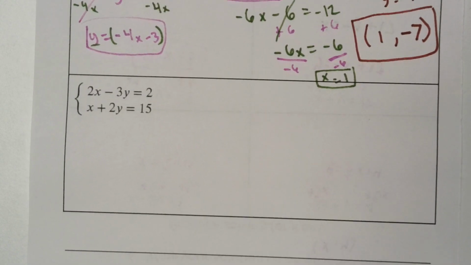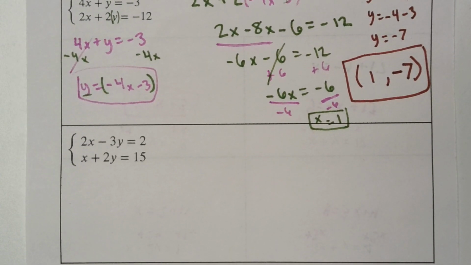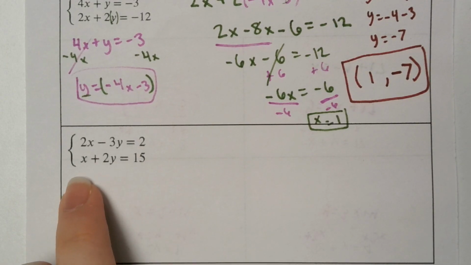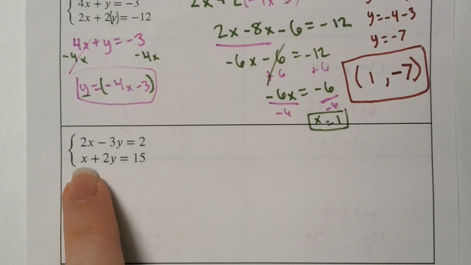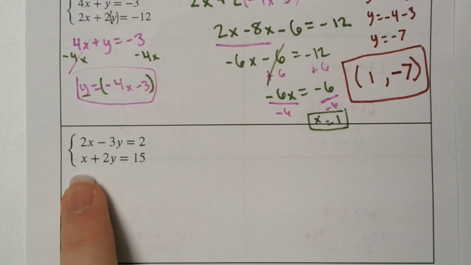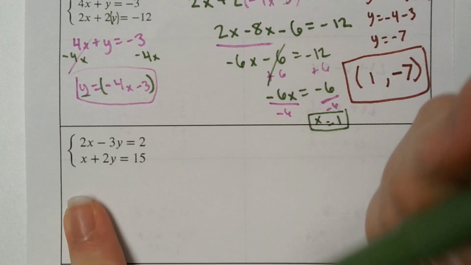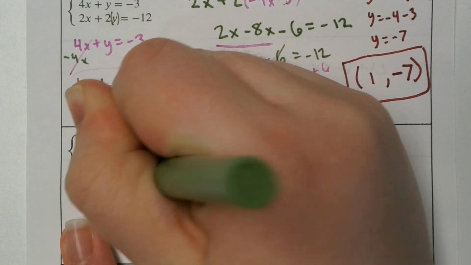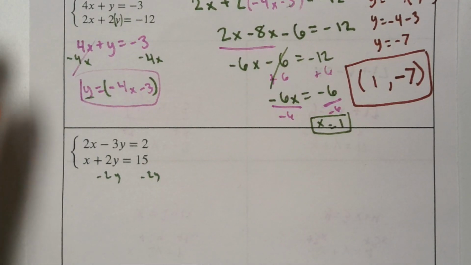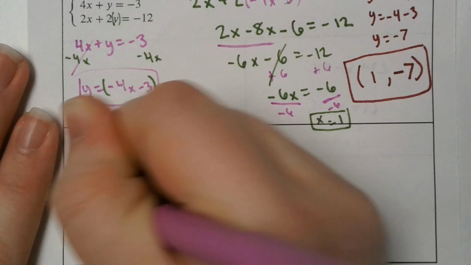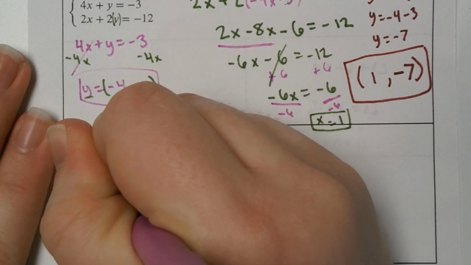Okay. Alright. On this one, is the first or second equation easier to solve for a variable? The second equation. Okay. So, x in the second equation, what do we have to do to get rid of the y? Minus the 2y. So I'm going to put minus 2y, minus 2y. We have x equals negative 2y plus 15.